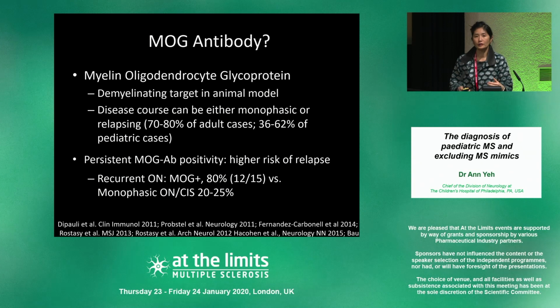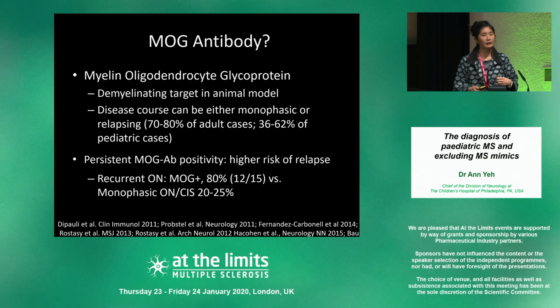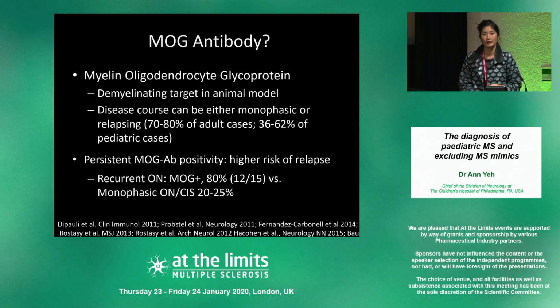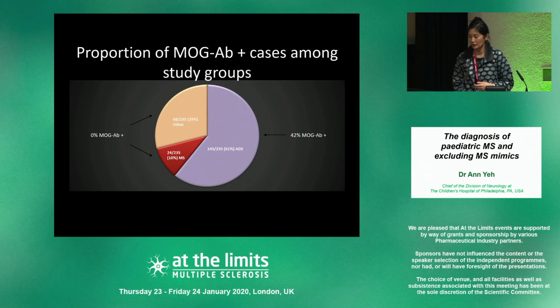And that's kind of a fallacy we've gotten into with getting positive tests, that many people say, I've got a positive test, it must mean something right now. I'm going to talk to you a little bit about some information from our group that has made me think twice, and many other people are looking at this as well, about how to interpret these tests. Remember that it has been published that persistent MOG antibody positivity is linked with a higher risk of relapse. And these are the numbers I'm going to show you.